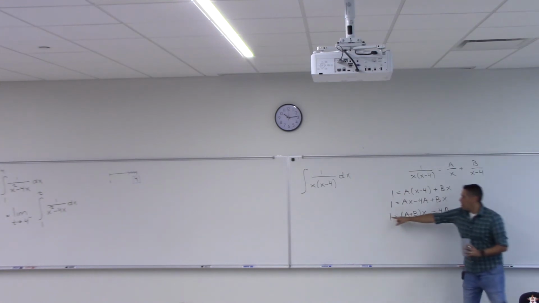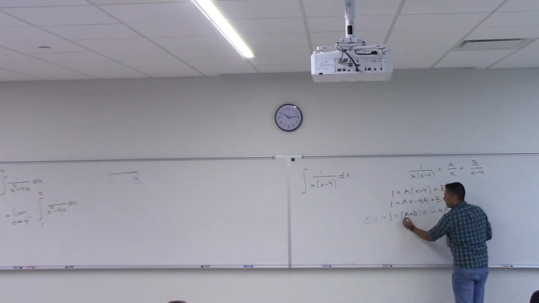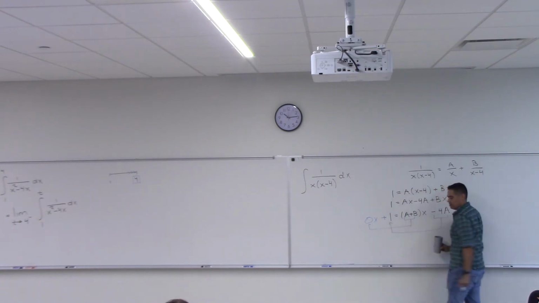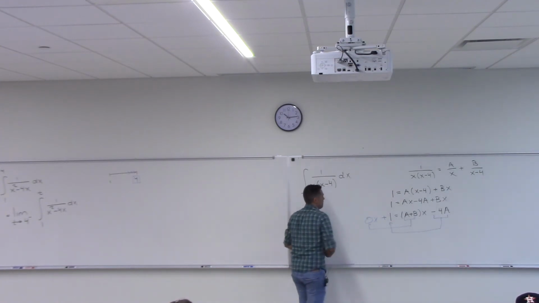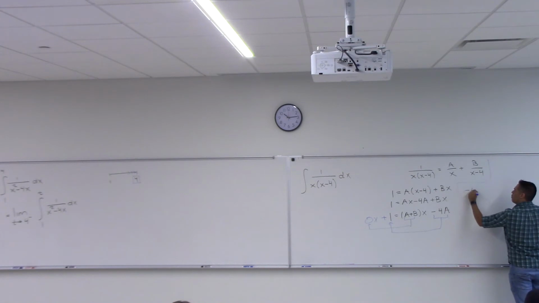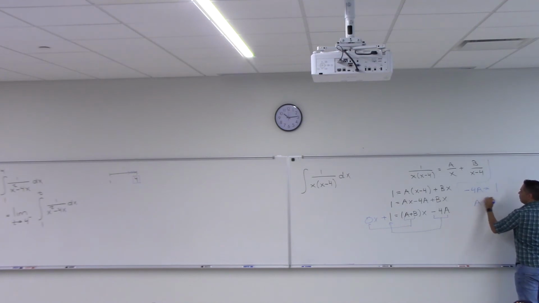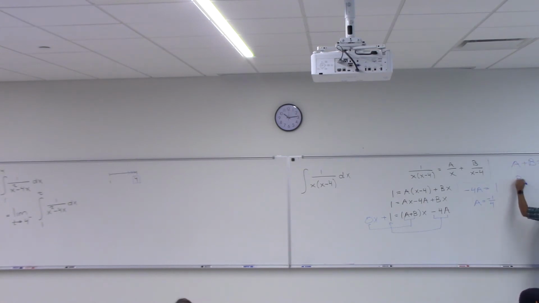And I don't have an x term on this side, right? I have no x's, which means that A plus B has to be 0, right? And then negative 4A has to be this constant. So I have that negative 4A had to be 1. That means A is negative 1/4. And once I know what A is, I know that A plus B has to be 0. But if A is negative 1/4, that means B has to be positive 1/4.